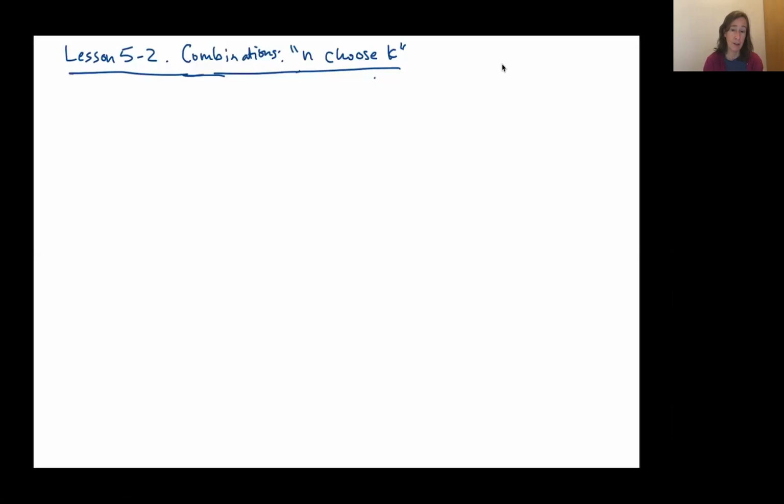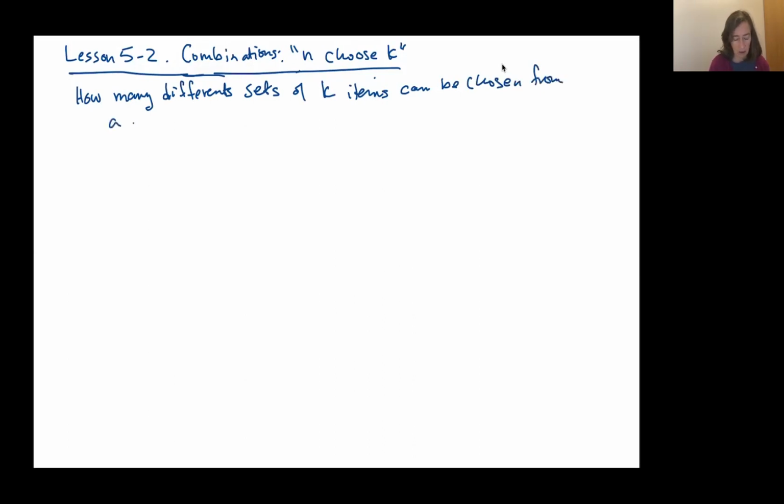So here's another counting question that comes up often enough that we've got formulas to help us think about it. So the question would be, how many different sets of k items can be chosen from a set of n items? (k is a variable.)